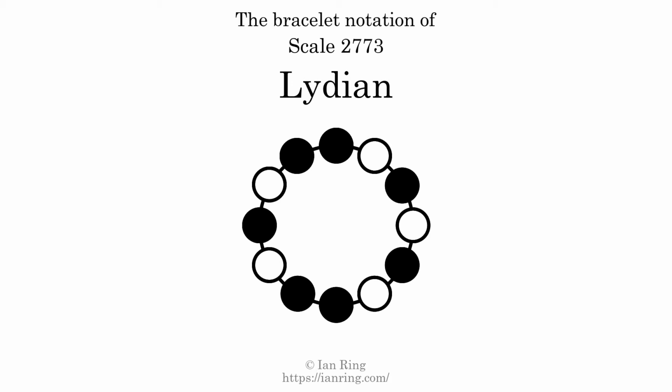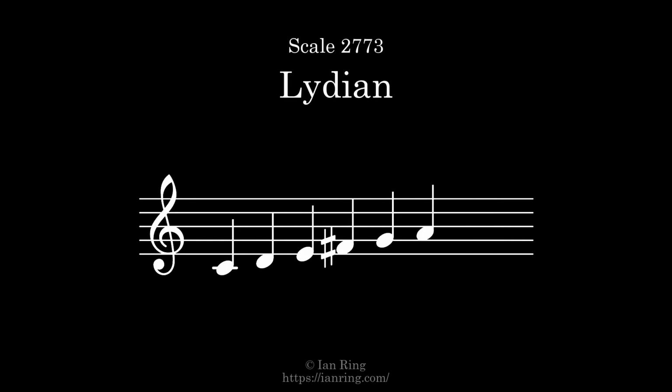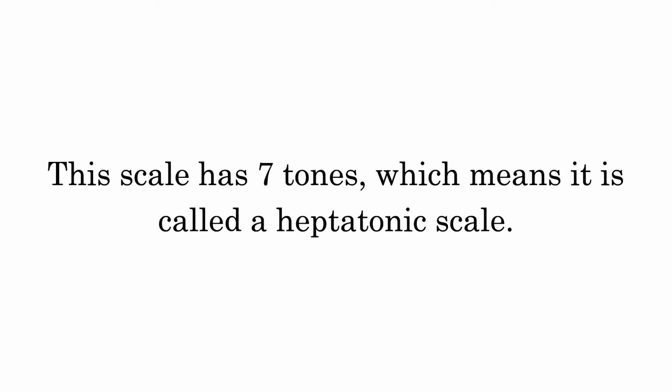2773, Lydian, which sounds like this. This scale has 7 tones, which means it is called a heptatonic scale.